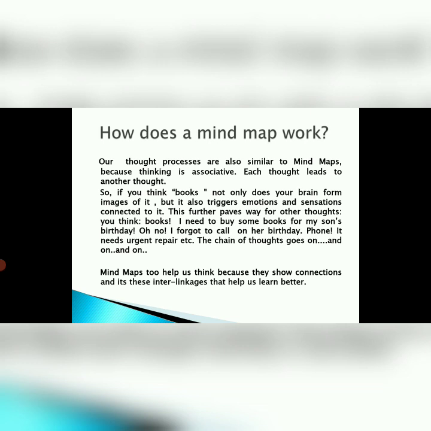So, how does a mind map work? Our thought processes are also similar to mind mapping because thinking is associative. Each thought leads to another thought. If you think books, not only does your brain form images of it, but it also triggers emotions and sensations connected to it. This further paves the way for other thoughts. You think, books? I need to buy some books for my son's birthday. Oh no, I forgot to call on her birthday. Phone, it needs urgent repair, etc. The chain of thoughts goes on and on and on.